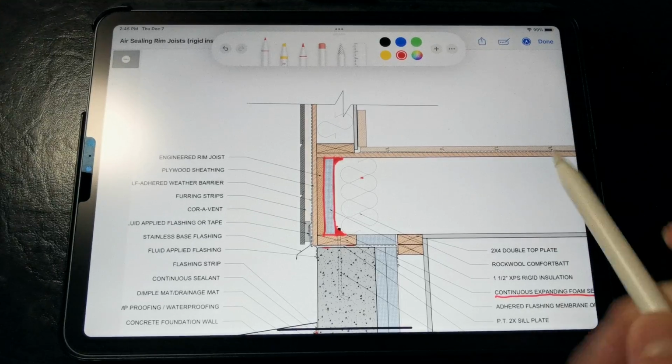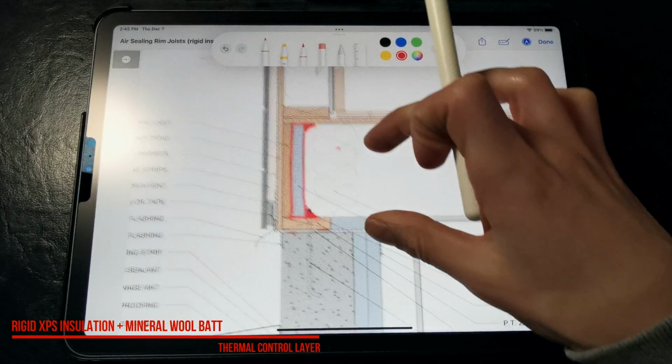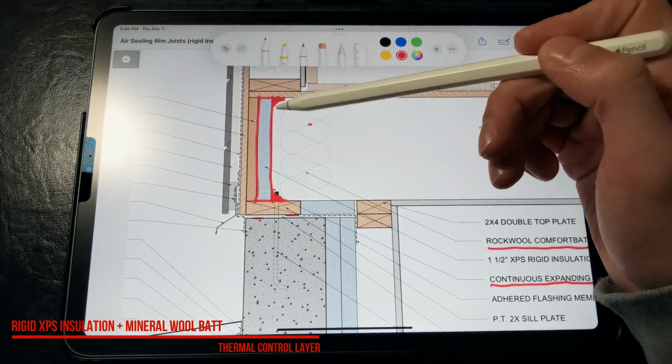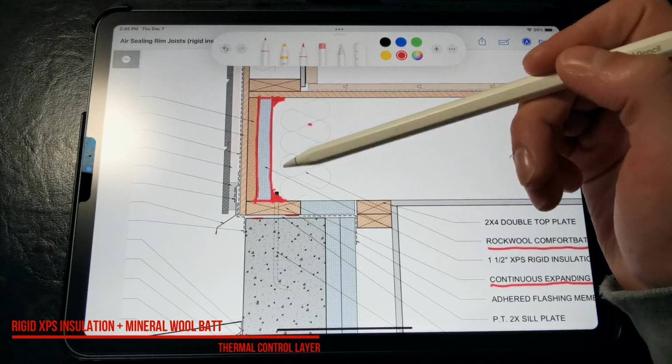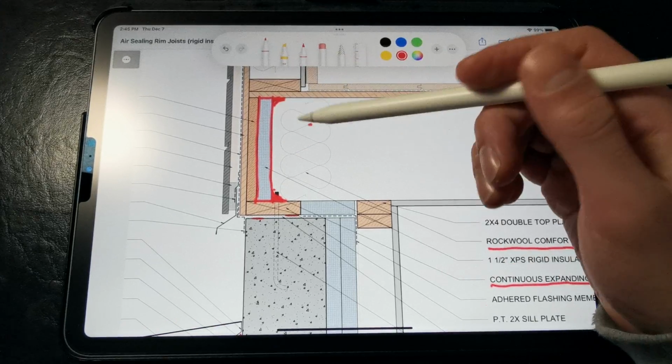We could use a combination of rigid foam and bat insulation. Here we're calling out rock wool comfort bat, or we could use all rigid foam, which would probably be about 4 or 4.5 inches of rigid foam. So it depends on the exterior wall system you've designed and the climate zone you're building in.